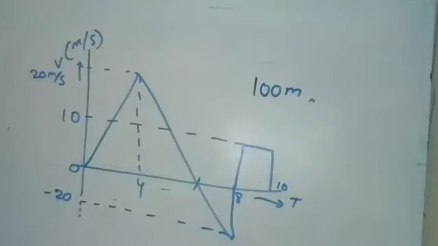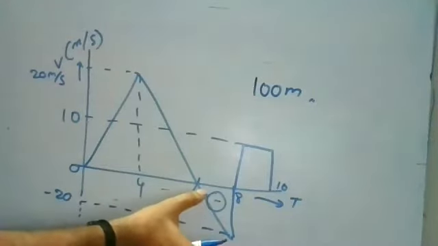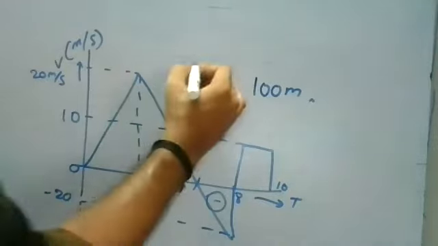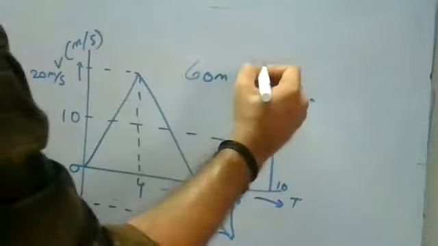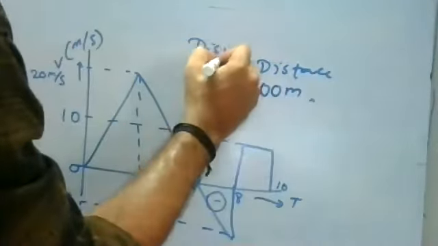But when you find the displacement, remember for this particular area, it was negative. Because it was in deceleration, it is a negative portion, so it is minus. So whatever distance you are getting, subtract this portion and you'll get the displacement. The answer for the displacement should be around 60 meters. So distance is 100, displacement should be 60.